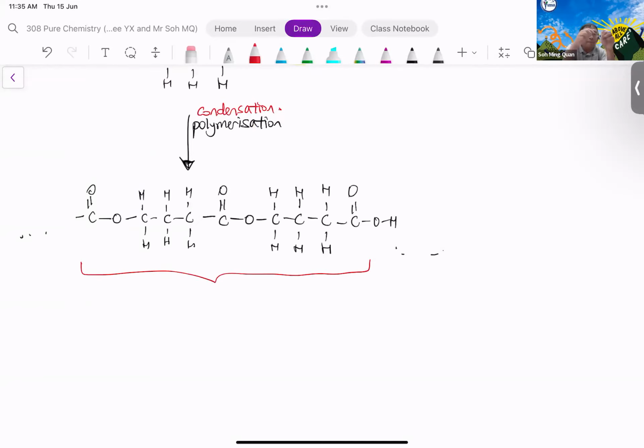It's as if you are making a necklace and you are threading thousands and millions of beads together. That is the same concept. You are basically making a very long polymer chain. So we cannot draw the very long polymer chain. We can only draw the repeating unit. And the repeating unit is this.